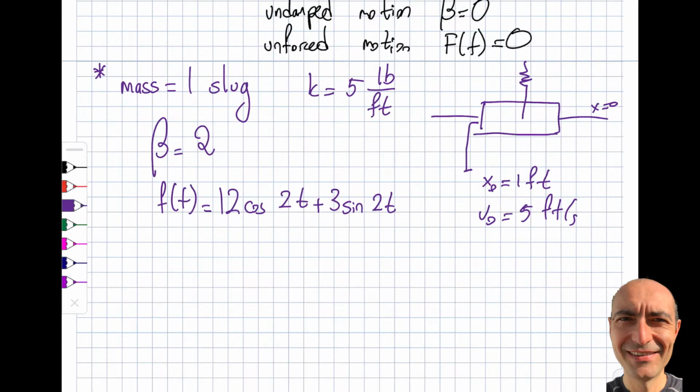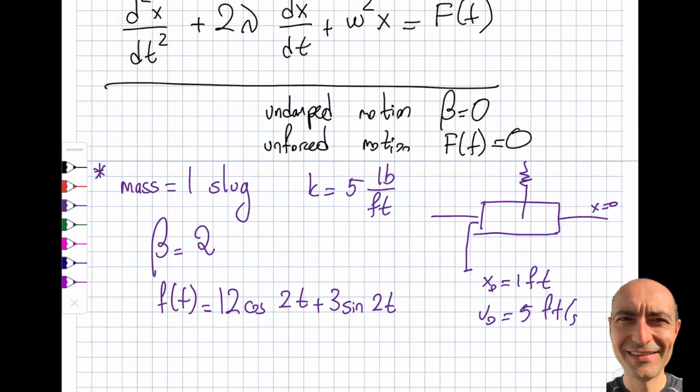Let me read it one more time. I have a mass of 1 slug, and I have a spring constant of 5 pounds per foot. And for the initial condition, I am releasing this 1 foot below the equilibrium point, and I am adding 5 feet per second initial velocity downward, and I have a medium, and this medium offers twice the instantaneous velocity as the damping force. And I am applying an external force of 12 cosine 2t plus 3 sine of 2t. My goal is to find the equation of motion. What is the equation of motion for this particular case?